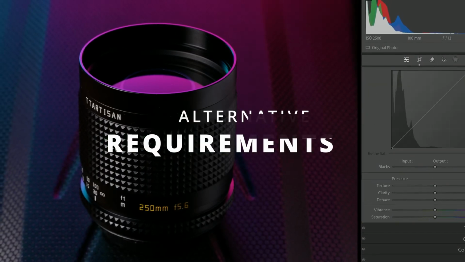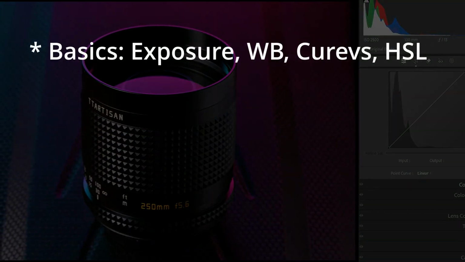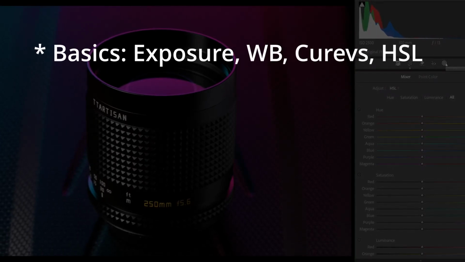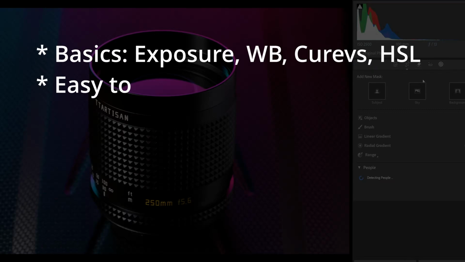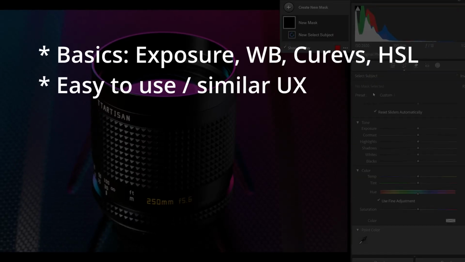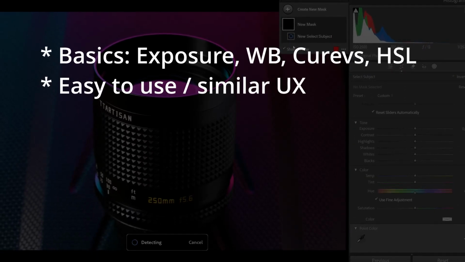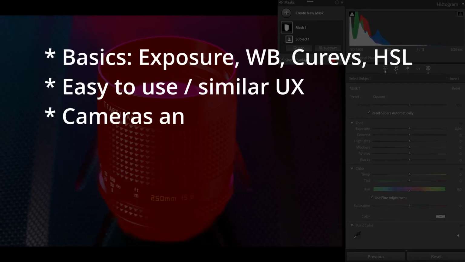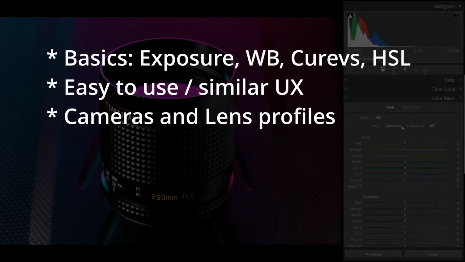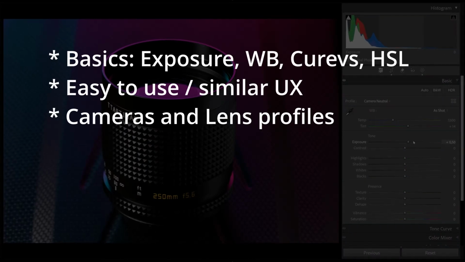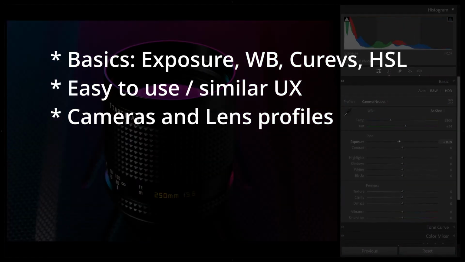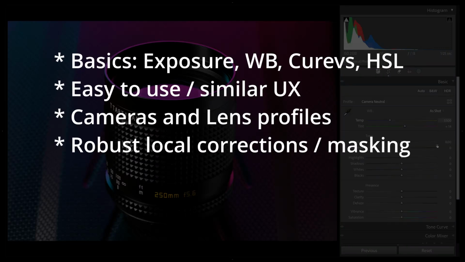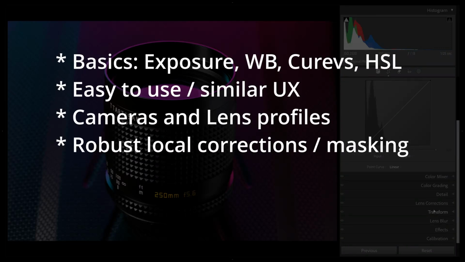For me, it has to provide a similar set of basic tools like exposure, white balance controls, curves and HSL. I would love this to be implemented in a way that I can quickly switch to a new tool without a steep learning curve, as this could be a challenge with some free tools I tried. Second, I need support for camera color profiles and lens corrections, especially with the latest mirrorless Canon lenses, it is a must-have feature. Then I need robust local correction tools, preferably with AI-based subject detection.